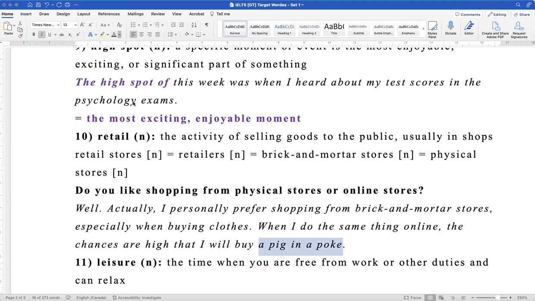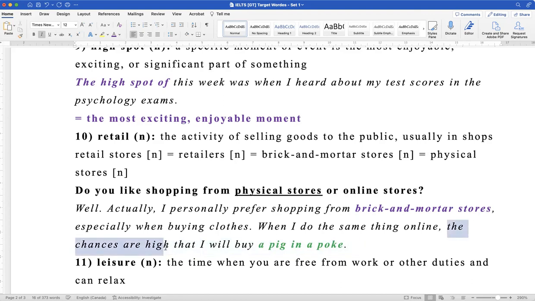So I will show you now what I am doing here. Let's say this is the IELTS speaking test. Do you like shopping from physical stores or online stores? Well, actually, I personally prefer shopping from brick and mortar stores. So instead of physical stores, I paraphrase it, because it is very important to paraphrase some words from the given question, not to parrot, not to repeat the same words from the question. So we said brick and mortar stores. This is a synonymous word for physical stores. Especially when buying clothes, when I do the same thing online, the chances are high that.